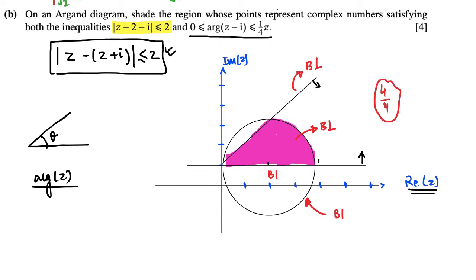Why is this not the required region? Because in this our argument is greater than or equal to 0 and less than or equal to pi by 4. So only this region, if you extend, only this region is included for this argument. And for the circle, the modulus is less than or equal to 2, which means this is the maximum 2, and less than that means all the inside values. So only this portion we are supposed to shade.